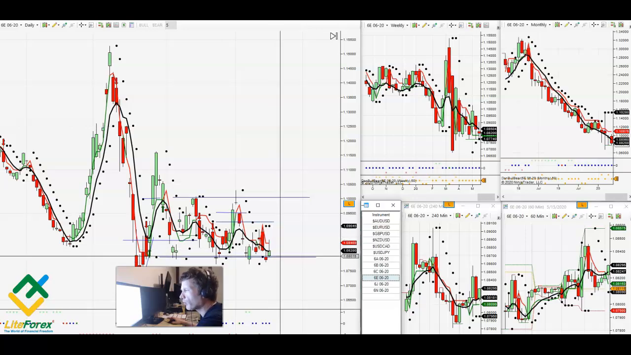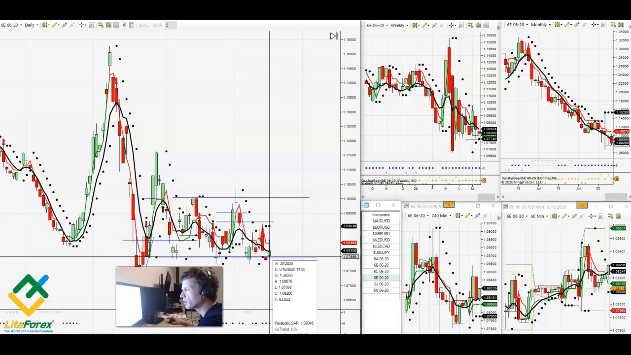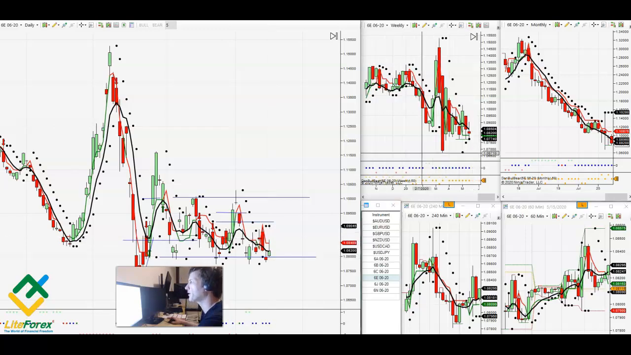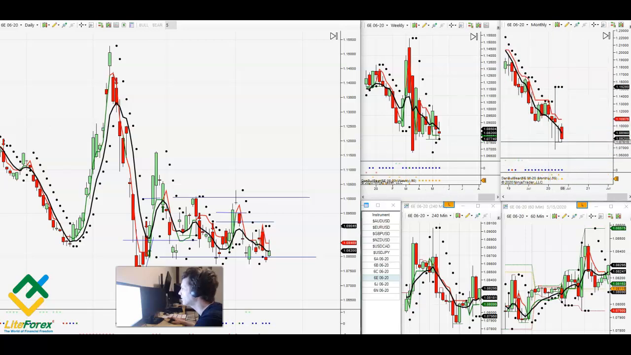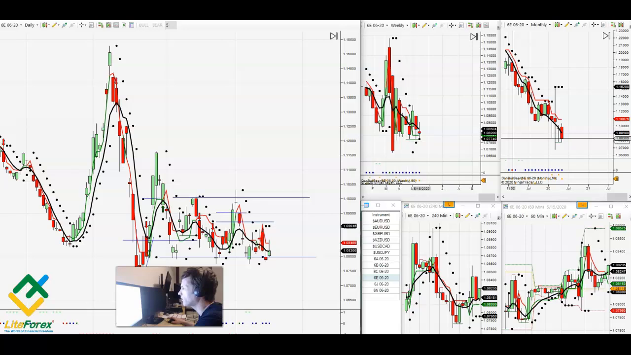Long upper wick, but holding the 108 support. The low was 107.9995, pulling up on that price. So you've got to see that support at 109 is strong. You can see that support on the monthly and the weekly chart.